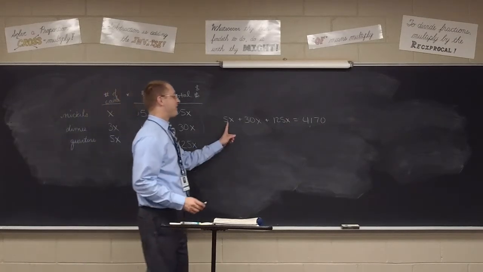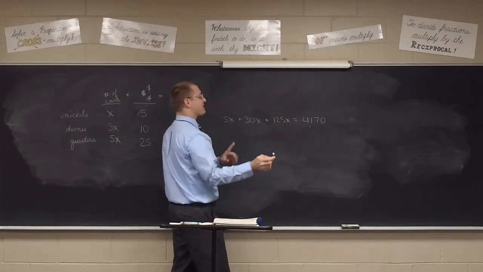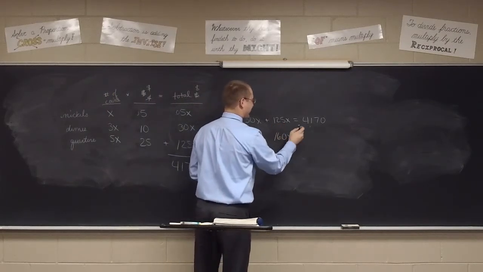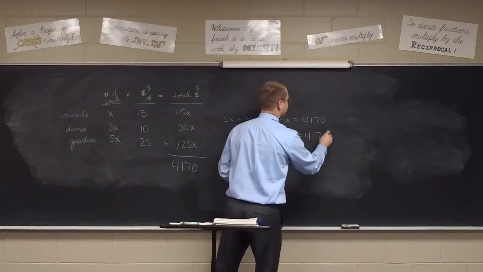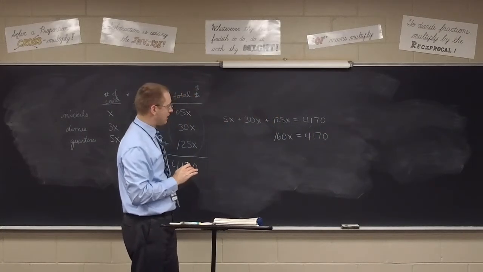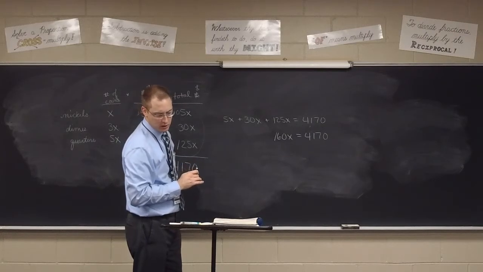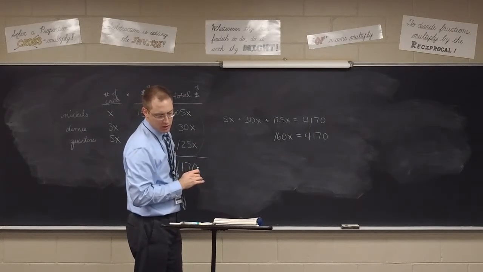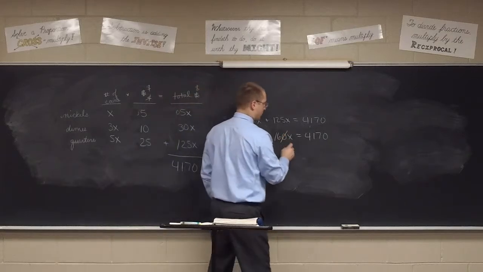Let's do this, Maddie. What's 5 plus 120? There we go. 160x is what we get when we add it all together, all equal to 4,170. By the way, there is something we could do here to make our life a little bit easier. Yeah, let's cancel the zeros off.